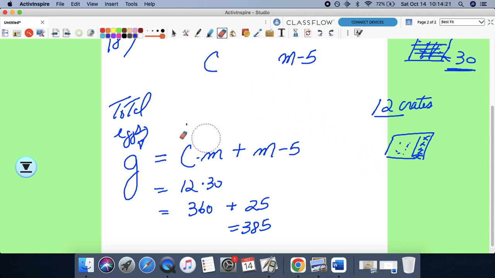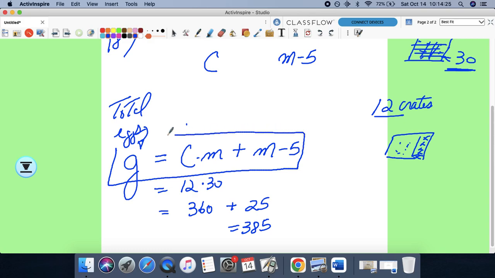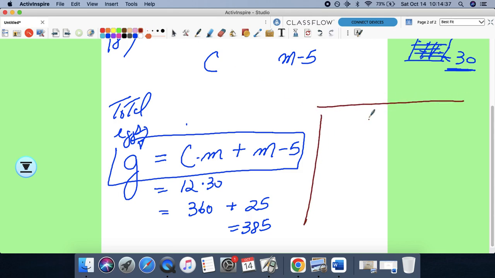But if you look at the multiple choice, there's nothing that really looks like this. This is where your factoring from last year kind of comes in and helps. So how do I make this look right? G equals C times M plus M minus 5.